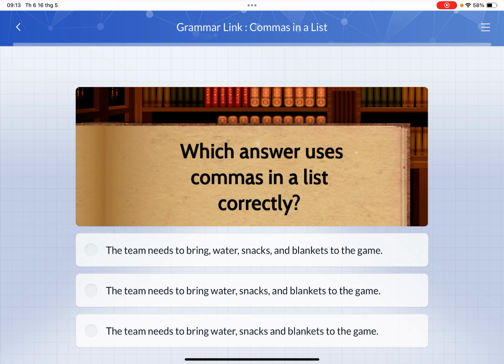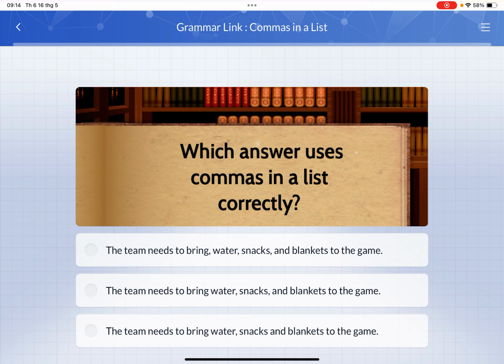So in this example, in this question, which answer used comma in a list correctly? Now, remember, we have to look for sentences that have 3 or more elements. Use comma. So we have water, snacks, and blankets, which are nouns because they're things, and we only need to put two commas here because they're 3 things.